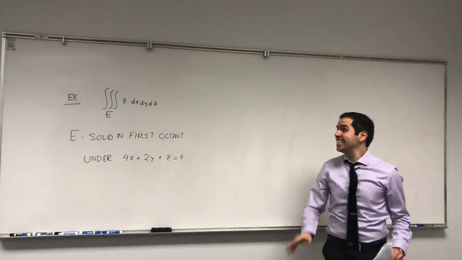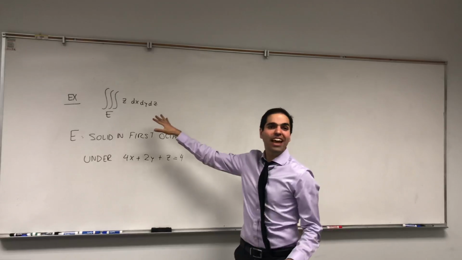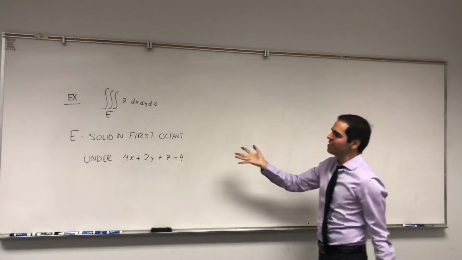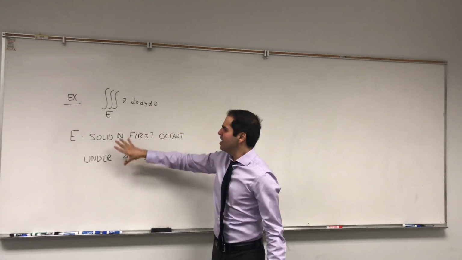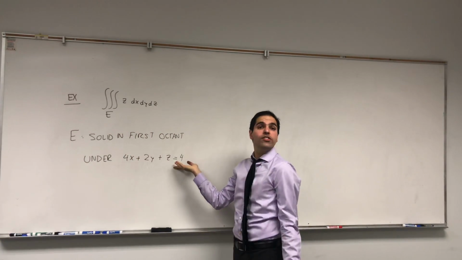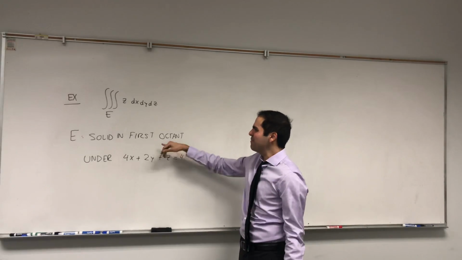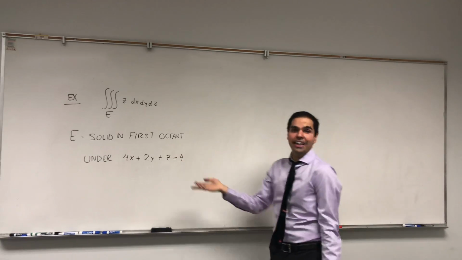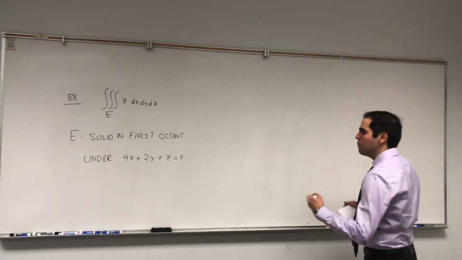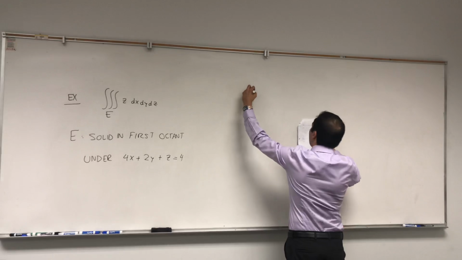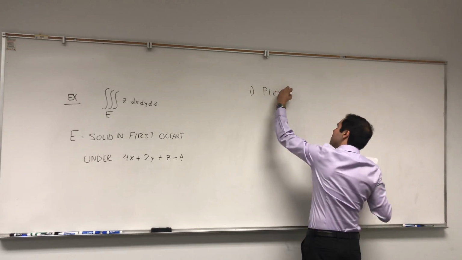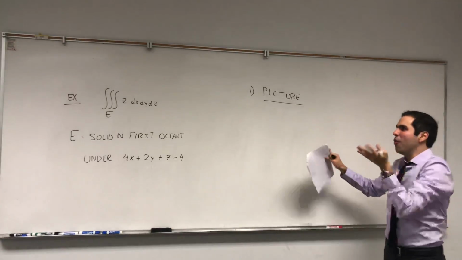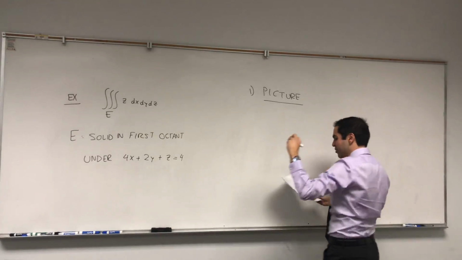Alright, thanks for watching, and today I will tell you how to calculate a triple integral. So here, let's calculate the triple integral of the function z, where E is this very weird figure that we'll be able to draw. So it's a solid in the first octant under this plane 4x plus 2y plus z equals 4. So let's first draw a picture to see what's going on, and then I will also tell you what a triple integral is.